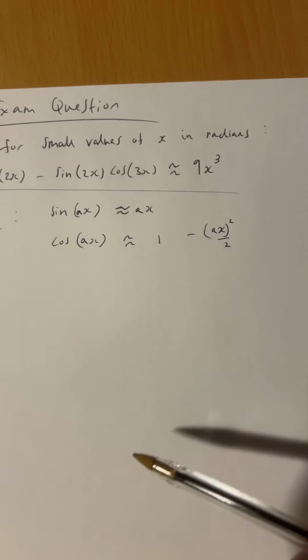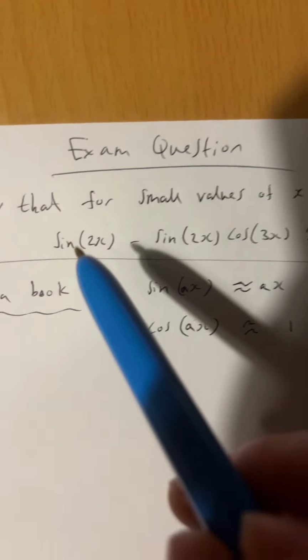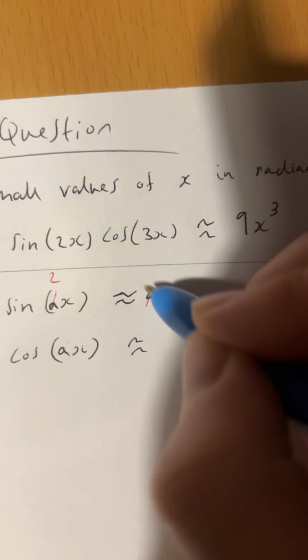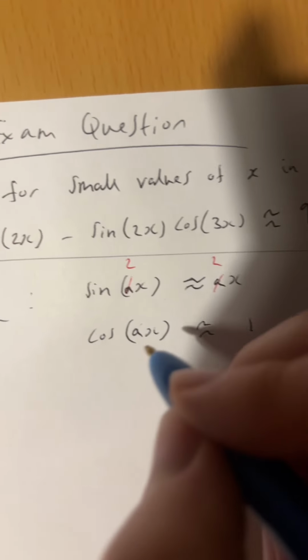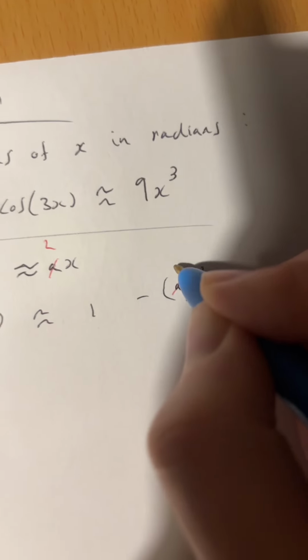So those are the approximations that we're going to need with this question. Obviously in this case, we have sine 2x, so that a really should be 2 with this question. So that's going to be a 2 there. And we have, again, sine 2x there, but cos 3x. This a there is going to be 3 with the cos. So 3 and then 3 inside there.